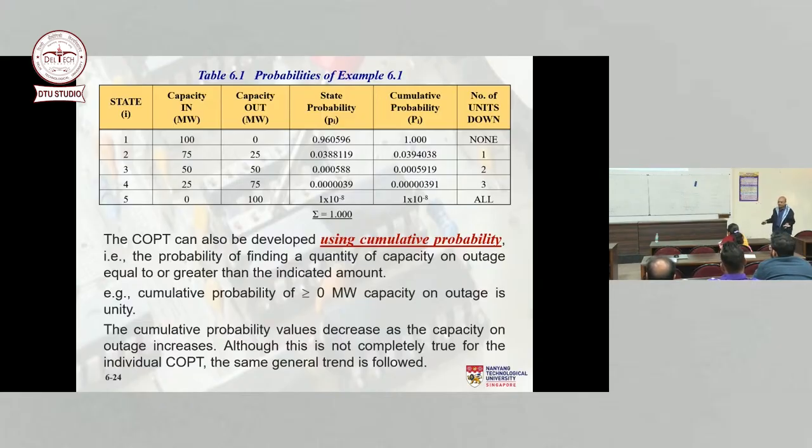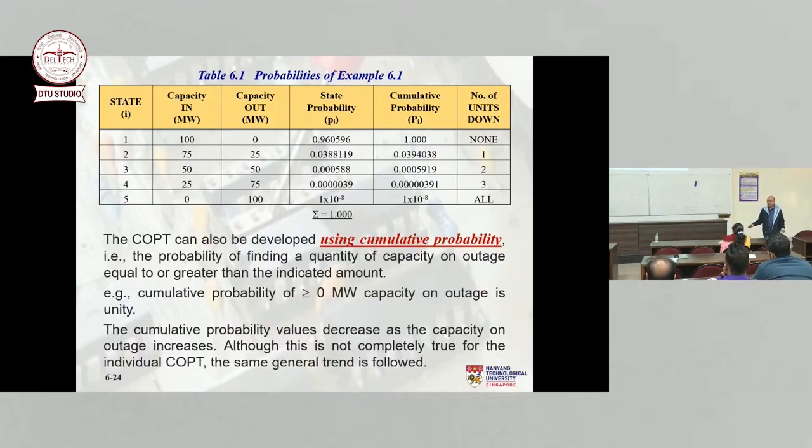Alternatively, maybe you find that easier. You add this plus this, you'll get this. You add this plus this plus this, you get this. You add this plus this plus this plus this, you get this. And then you add all of these, you get 1. Maybe you find that easier. But any which way, that's the way we find the cumulative probabilities.